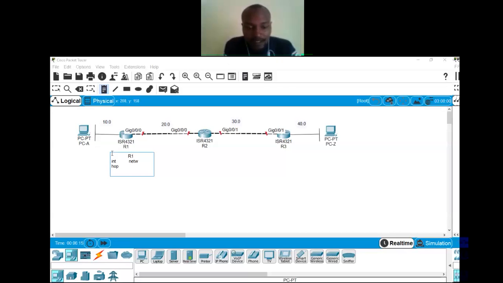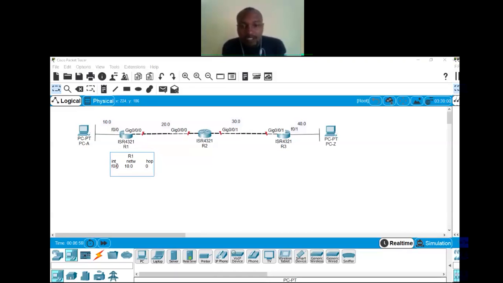So under interface, in this demonstration, I'll say F00 there. So PCA is connecting to R1 via F00, and then PCZ is connecting to the router via F01. Yes, those are the information you can put in place. So I'll say the router under the routing table will say under interface we have F00, and then we have network 10.0, and then the hop count will say is 0.